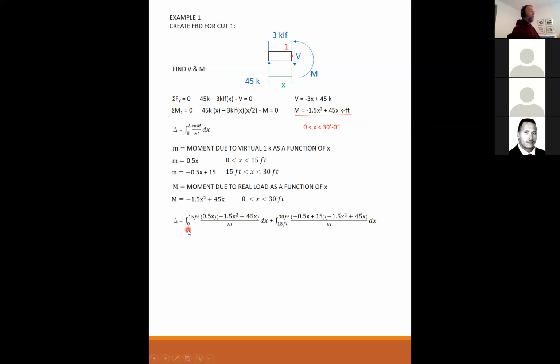I need to integrate from 0 to 15 with little m times big M over EI, plus the integral from 15 to 30 with little m, this little m, times capital M, the same over EI. This is my total expression for delta.